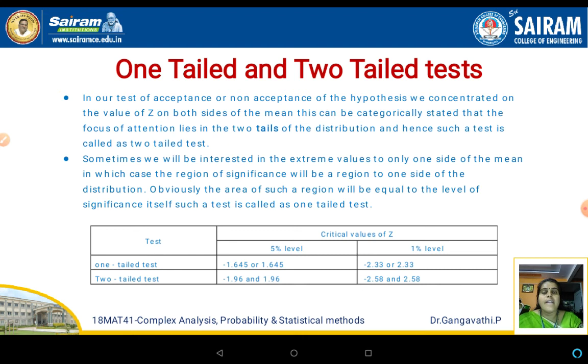So as I said, there are mean values, and these mean values have been considered in both the positive and negative direction. So if both sides have been considered, then it is going to be a two-tailed test.